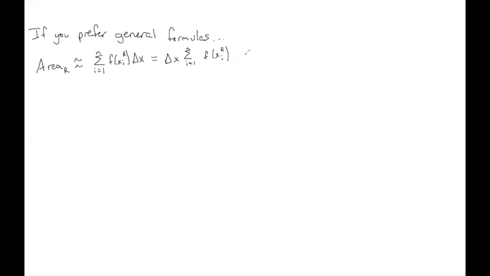Okay, but remember, delta x equals b minus a over n, right? We said that already. So I can replace that in the formula.